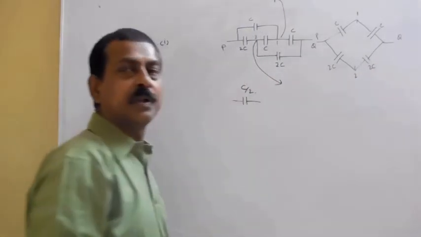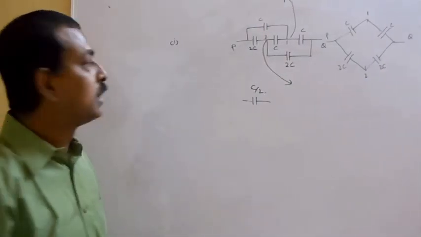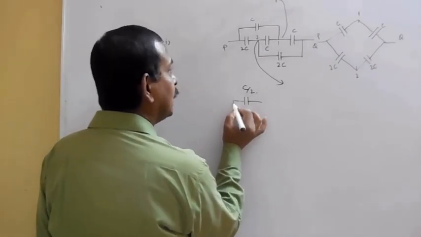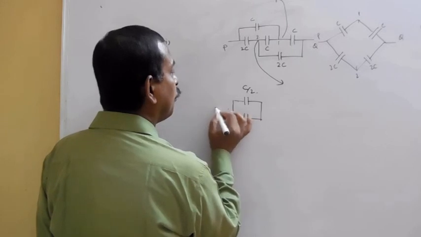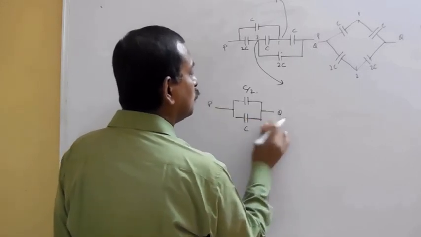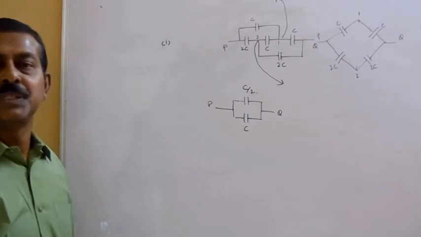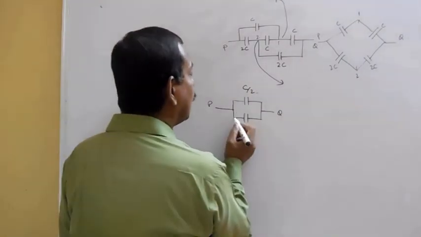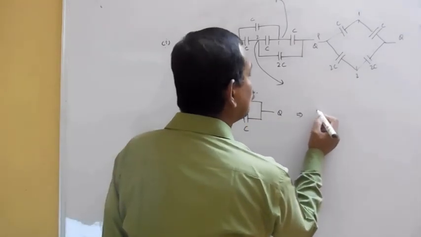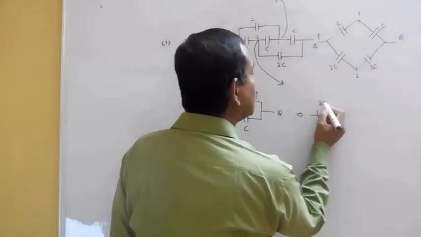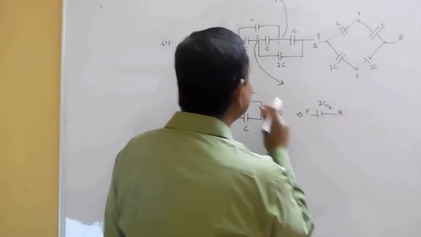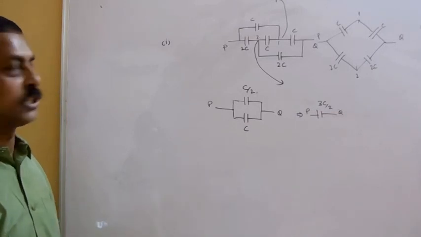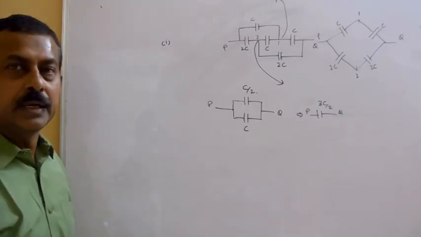This 2C and 2C are also in series, giving you equivalent capacitance as C. And then these two between points P and Q are basically connected in parallel. If these two are connected in parallel, then the equivalent capacitance will be given as 3C by 2, which is simply C1 plus C2. So this is your first part.